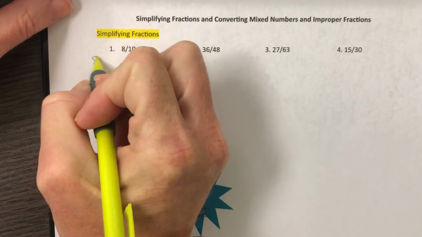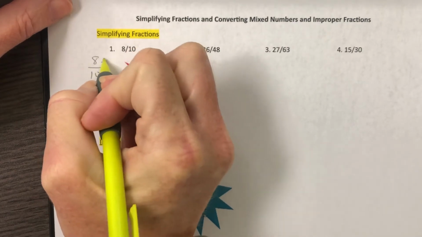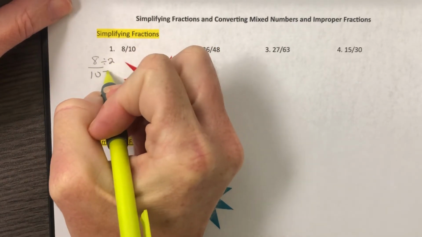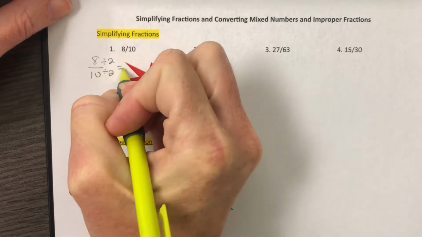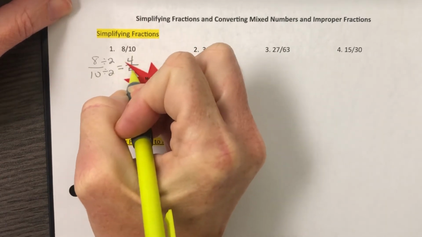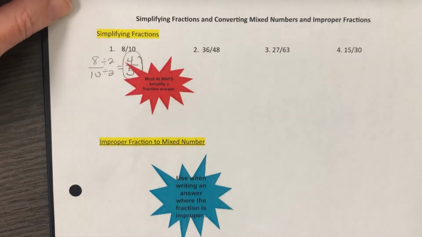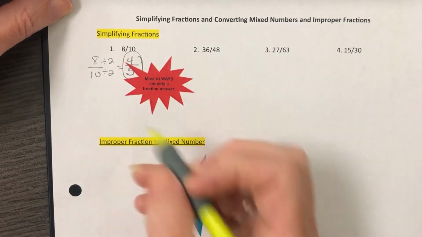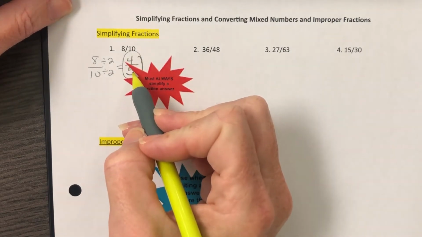So we take 8 and divide it by 2, and we also take 10 and divide it by 2. And we get 4/5. So that is in simplified form. Okay? You have to divide the top and the bottom by the same factor.